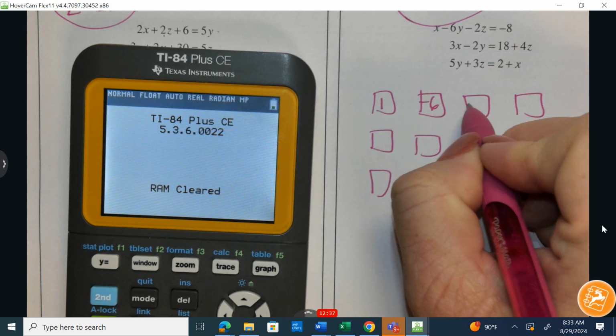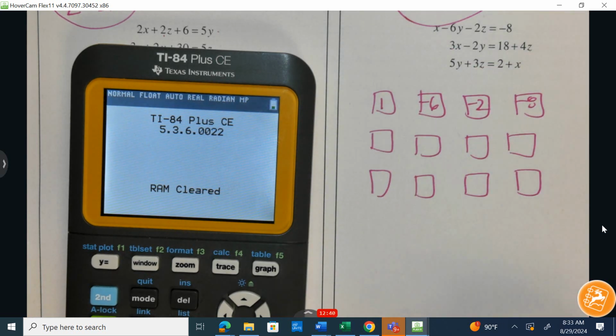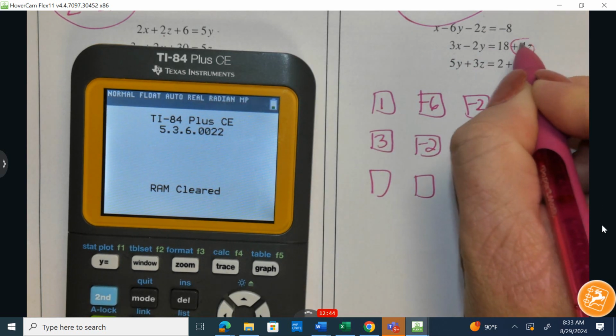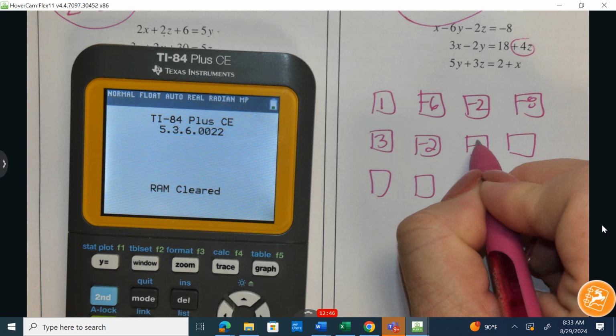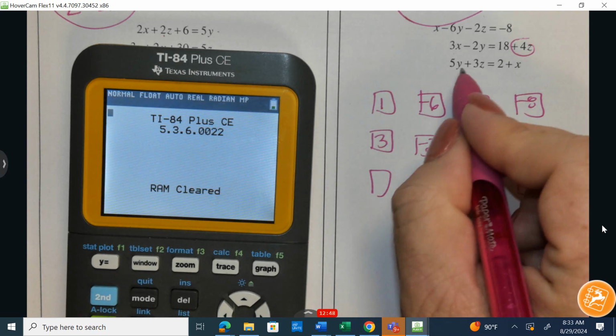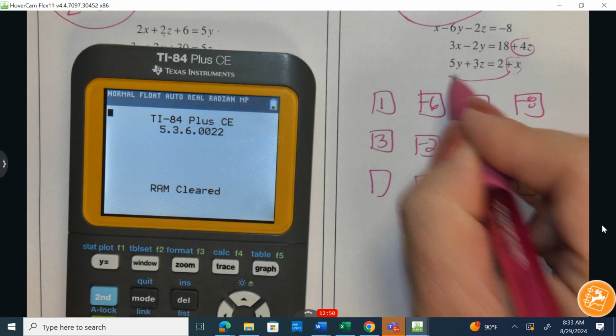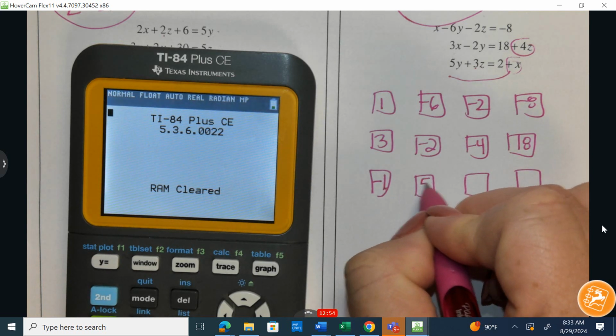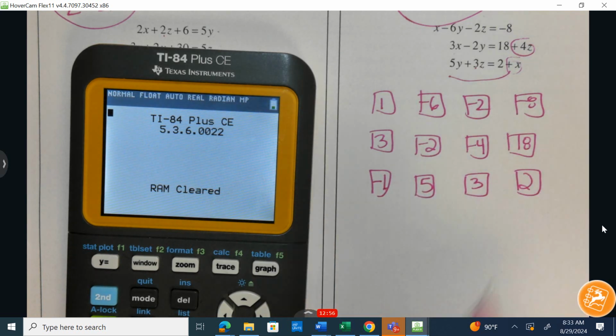1, negative 6, negative 2, and negative 8. Nothing needs to be moved. The x is in the correct place. The y is in the correct place. When the z jumps over to the left-hand side, it changes signs. 18 is in the correct place. If you see me make a mistake, let me know. X joins the left-hand side, it becomes a negative 1x. Y and z are where they're supposed to be, and the constant.